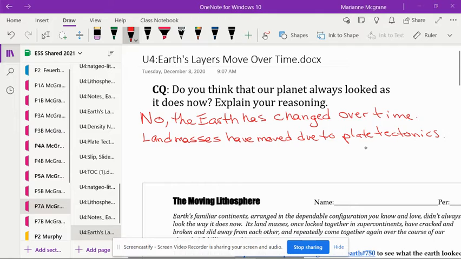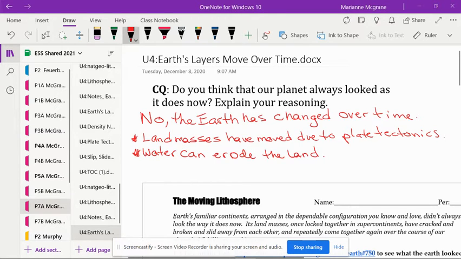That was part of our reading that we did. We had those other factors like wind, ice, water. So water can erode the land. Erosion means to move it around. So you can have land masses being moved because of plate tectonics, but you can also have factors like water that can erode the land.